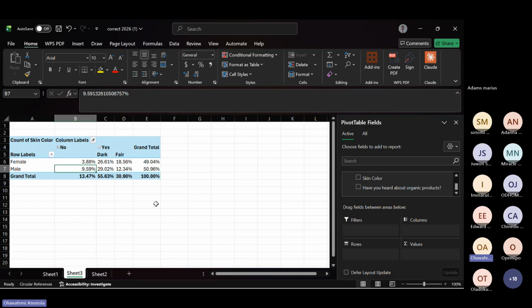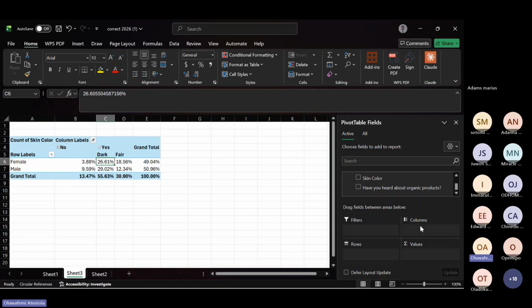And the highest this time around happened to be 18. I think it still falls between dark-skinned people, since they have the large population. I think none of them actually said no. Let's just hold on, let's look into this. This part is talking about the females who said no, they know nothing about organic products. These are men, okay? So gender and skin tone don't play a role as regards this.